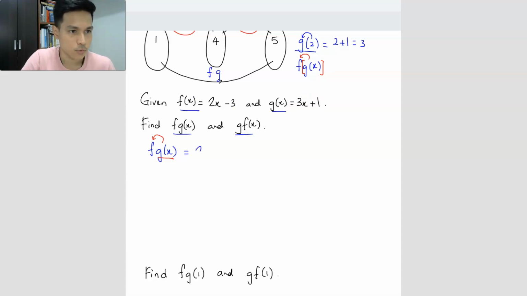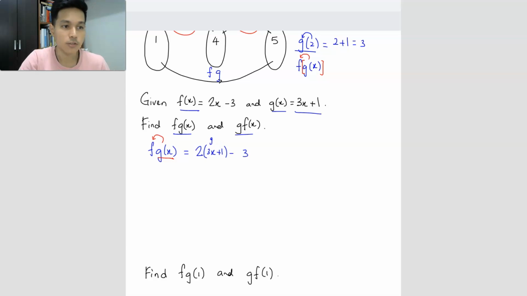I'm going to write the f(x) function first, so 2x minus 3. But the x here is not x, because I'm substituting the g(x) function. So the x here is going to be 3x plus 1. That is what I'm doing here: taking the g(x) function and substituting it into the f(x) function. Clear? I hope you understand this.